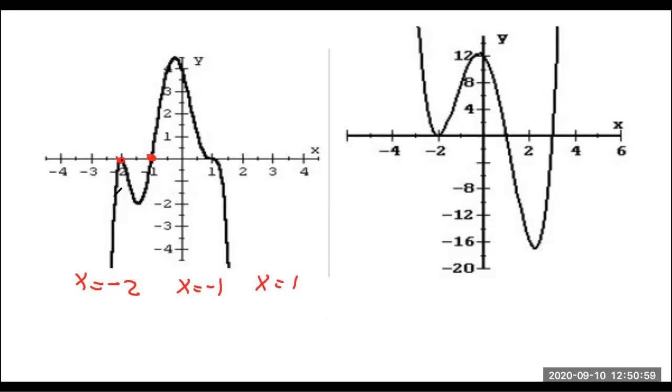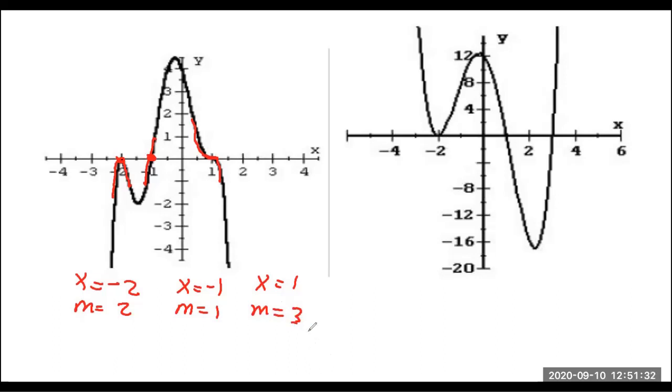First one, it approaches the x-axis and then it bounces off. What's the multiplicity of our x equals -2? 2. And then in the second one for -1, it approaches the x-axis and it goes straight through. What's its multiplicity? 1. And then the third one, it approaches the x-axis and then it flattens out and then it comes back down again. What's its multiplicity? 1? Oh, 3.